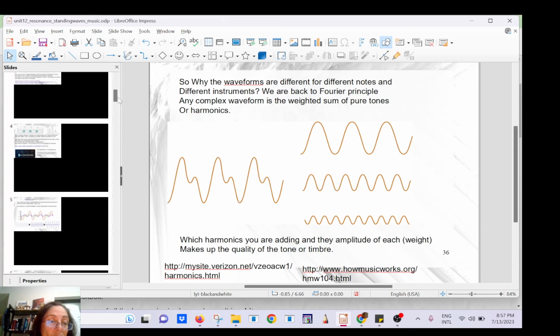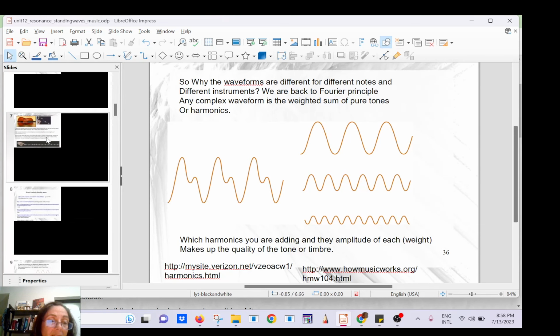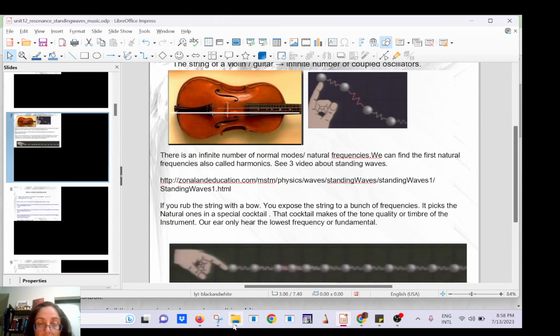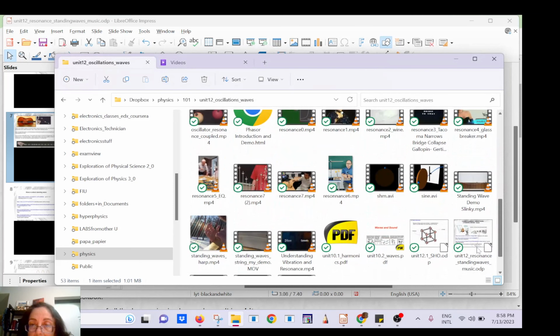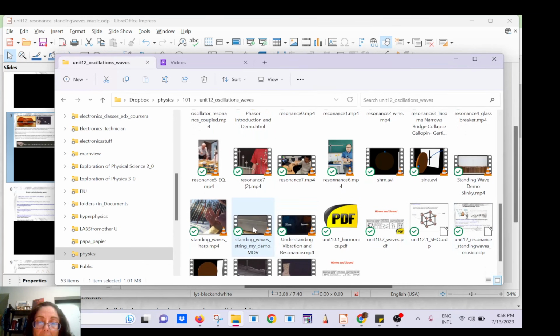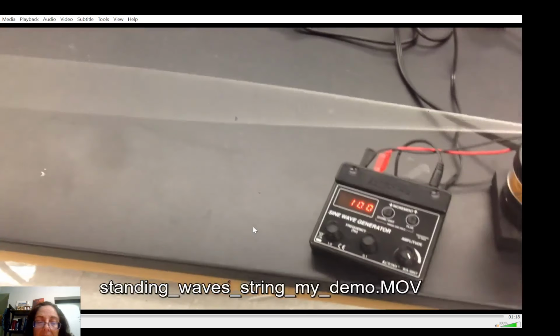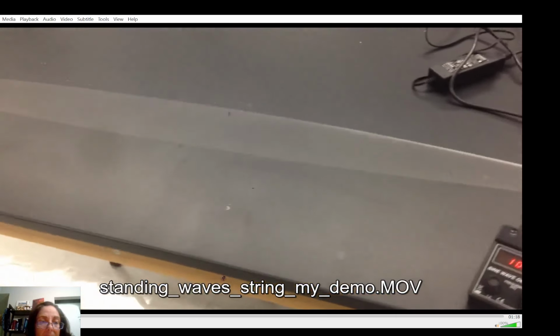So let's go back to my string. I was talking about the guitar here. I did a demo for a class. Okay, so you have a string here, and I have a driver, and I was looking for the harmonics, right? So I excite it at 10 Hertz, and I get the first harmonic. Of course, it will depend on the length of the string and the tension in the string.